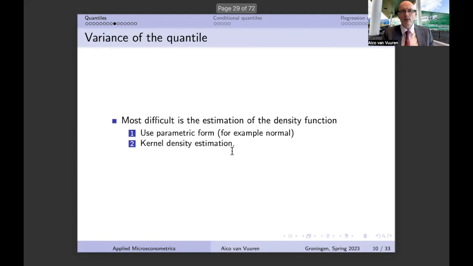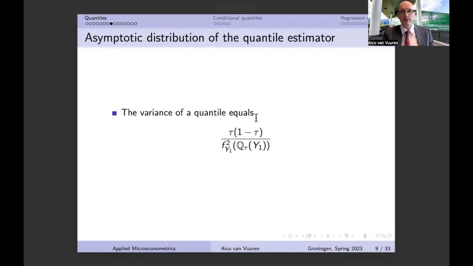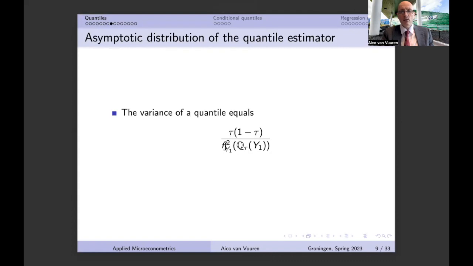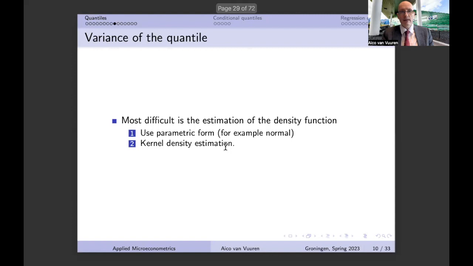So why then do it at the moment that we are going to calculate the variance? In that sense, it might be better to also try to estimate this density function completely non-parametrically. Well, there is a way to estimate density functions non-parametrically, and that's by way of kernel density estimation. I'm not going to talk too much about that.